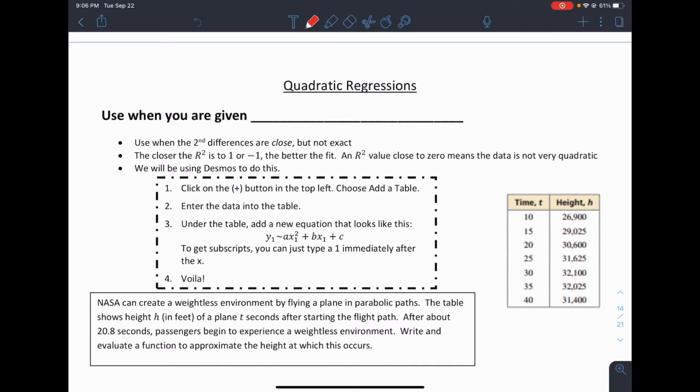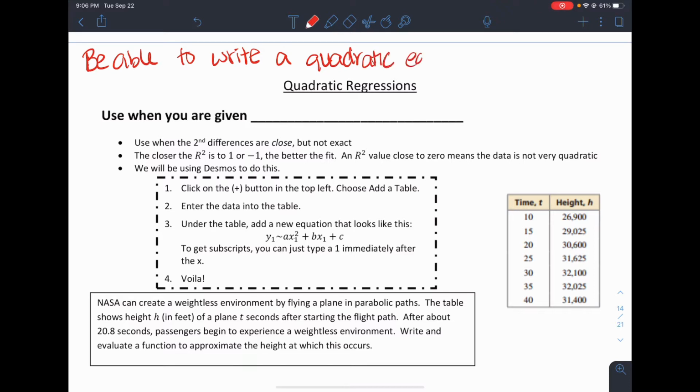Hello everybody, today we're going to be looking at quadratic regressions. The goal today is going to be to be able to write a quadratic equation without the vertex. Right? That's going to be our goal today.